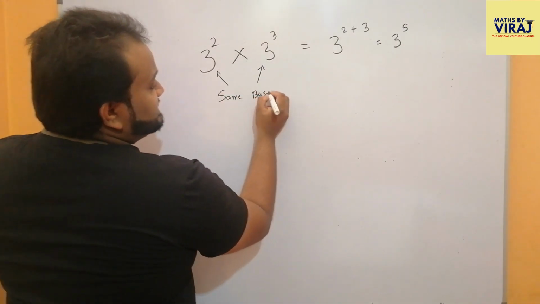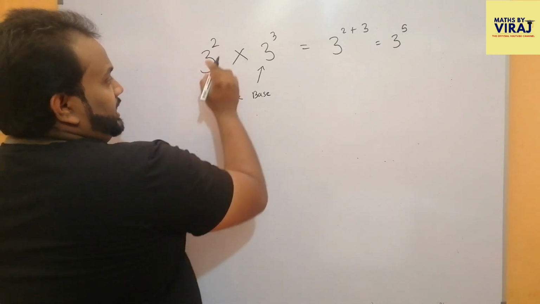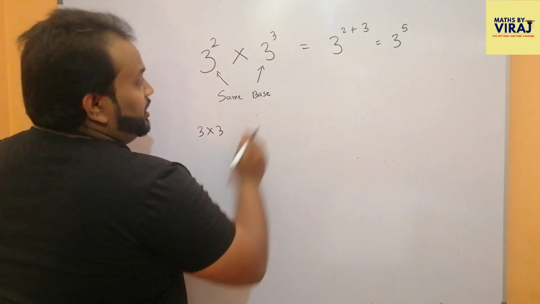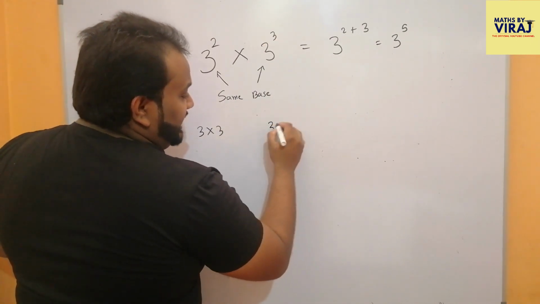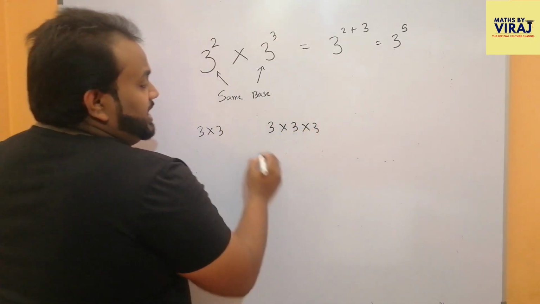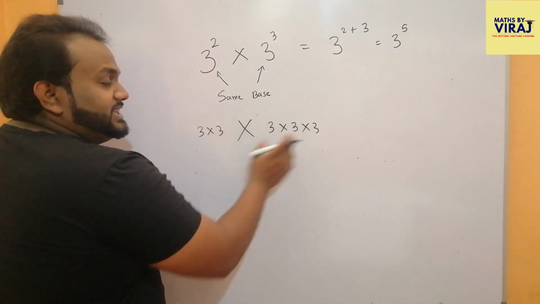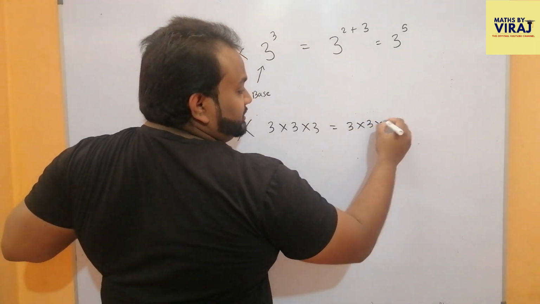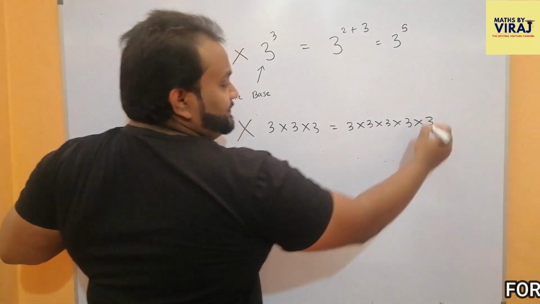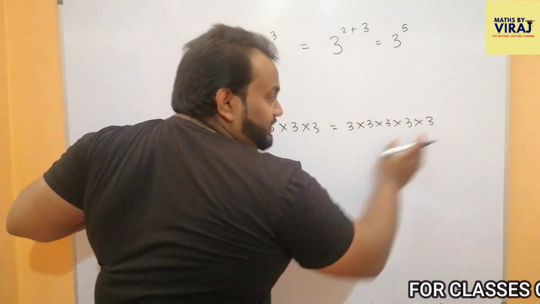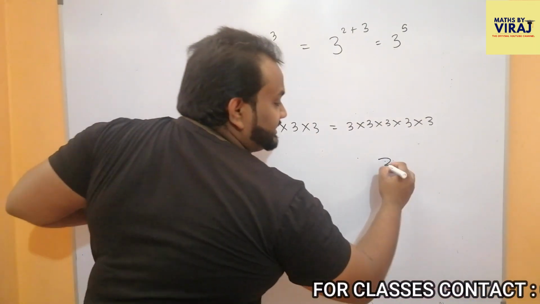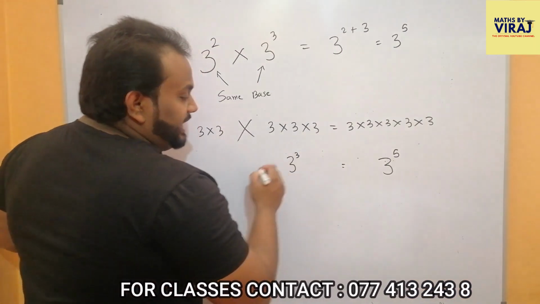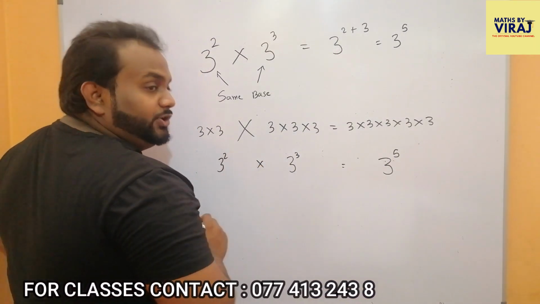Bases are the same. Therefore, what is 3 to the power 2? It is 3 into 3. What is 3 to the power 3? It is 3 into 3 into 3. Now when I multiply these 2 sets of numbers, what I will get is 3 into 3 into 3 into 3 into 3. Rather than writing all of them, I can simply write 3 to the power 5, which I obtained by multiplying 3 to the power 3 and 3 to the power 2.